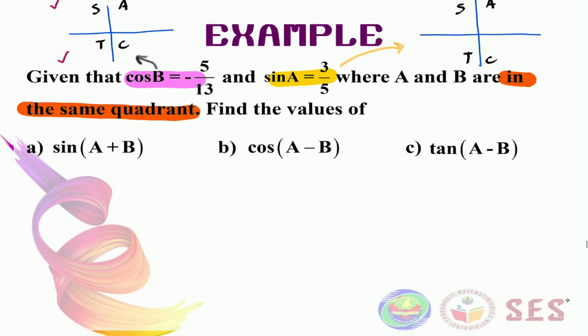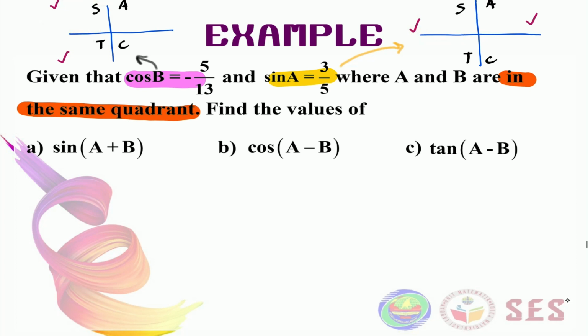Whereas for angle A here, it's positive for sine. That means it could either be in the first quadrant or the second quadrant. And this is where we use this information here. Since we know that both of these angles lies in the same quadrant, that means both of them must be in the second quadrant here. Because in second quadrant, it is positive for sine and negative for cos.